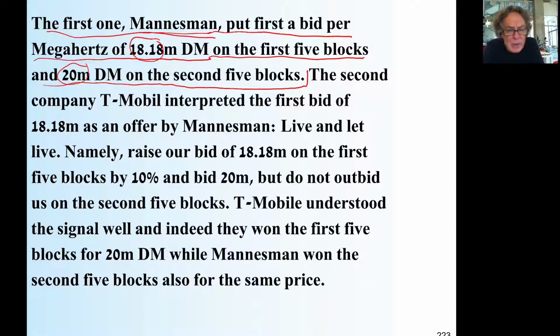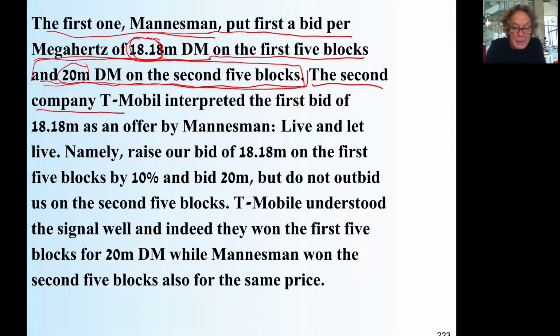Then T-Mobile looks at the price and says, what is 18.18? What are they trying to tell us? If you raise 18.18 by 10%, you get 20. They're trying to signal us that on the second 5 blocks, where they bid 20, don't outbid them, and leave it like this. Bid only on the 5 where they put 18.18. So in that case, T-Mobile, the competitor, will get the first 5 for 20. They are not going to outbid me, because I will outbid them. And then each one of them will get 5 blocks for 20 million each.